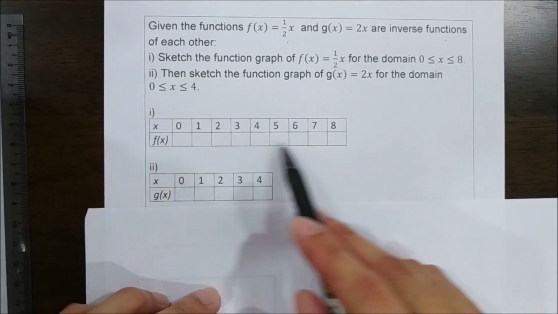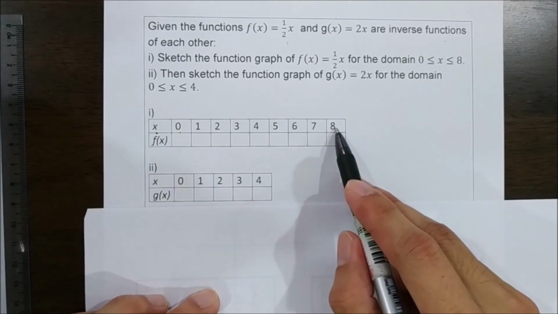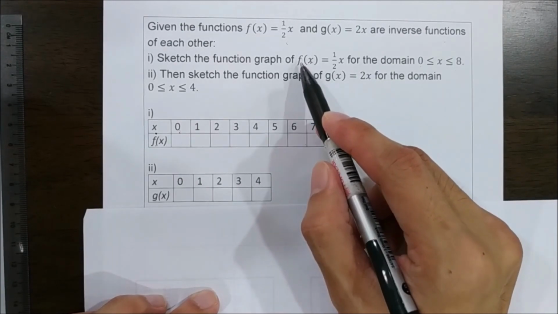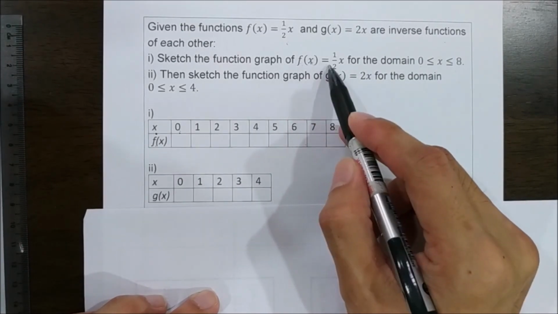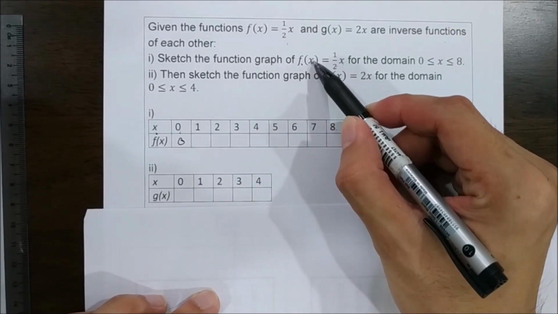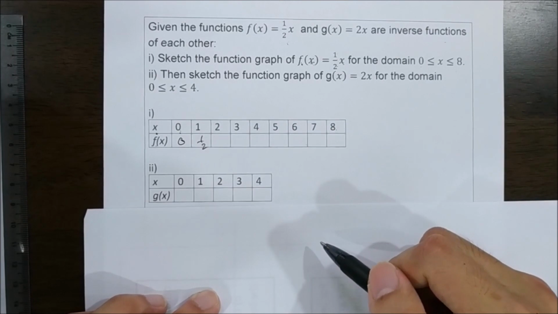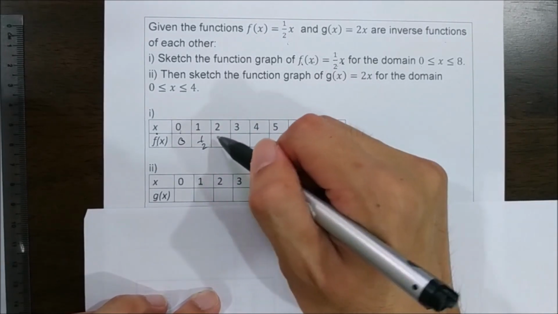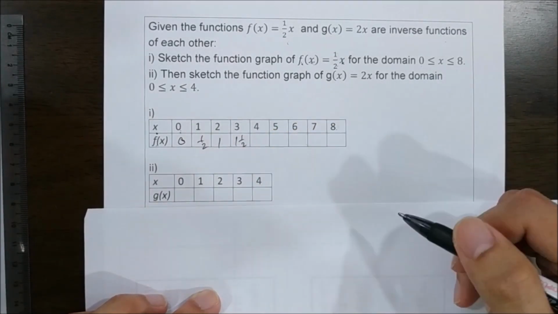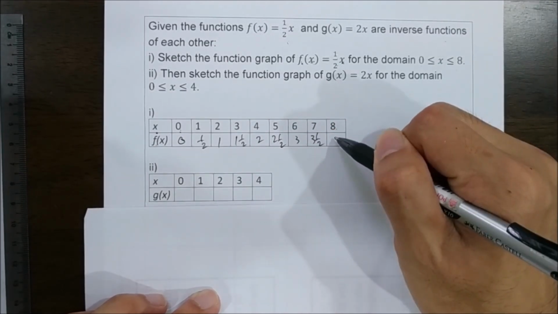Before we sketch, we try to build a table where x is the domain from 0 to 8. And now we find f(x) by substituting the values into the function. When x is 0, f(0) equals 1/2 times 0, which is 0. When x is 1, f(1) equals 1/2 times 1, which is 1/2. When x is 2, 1/2 times 2, you get 1. When x is 3, you get 1.5. Then you get 2, 2.5, and 3 for the next values, and 4 for x equals 8.